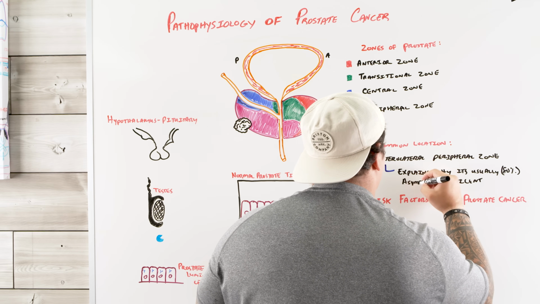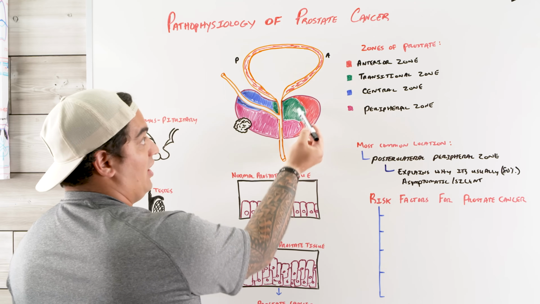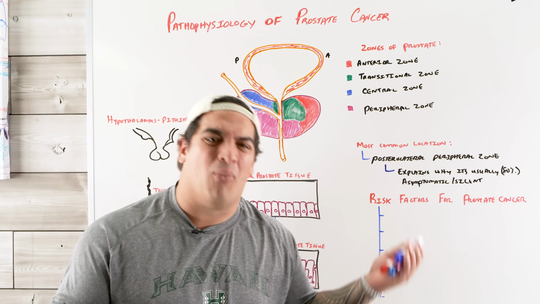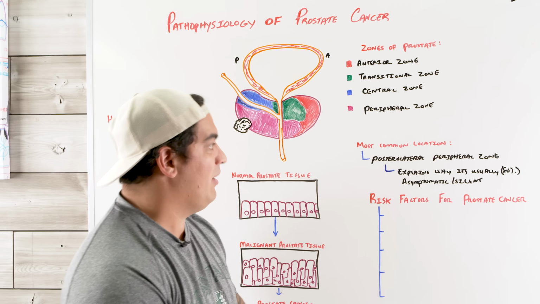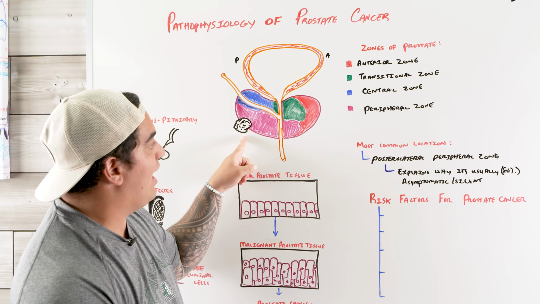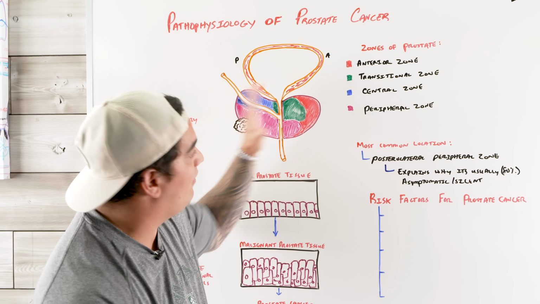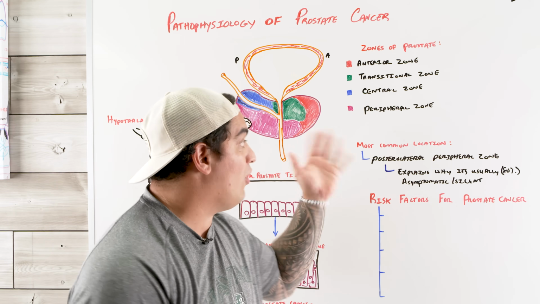Now, if the tumor did get big enough or it occurred in other locations, like near the transitional zone or in the central zone, you may get more potential complications or presentations. But oftentimes from this posterior lateral peripheral zone, we're too far away unless the tumor has really grown and invaded for it to cause compressive symptoms or bleeding.